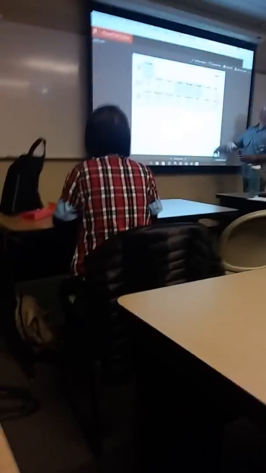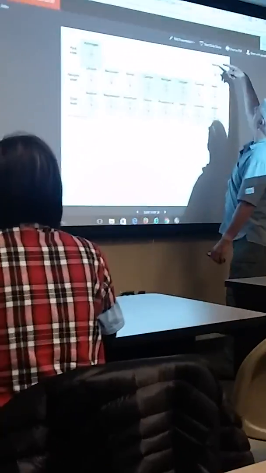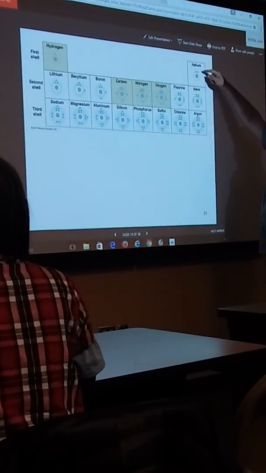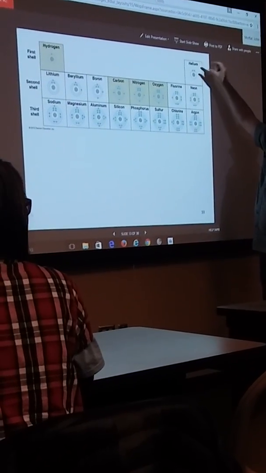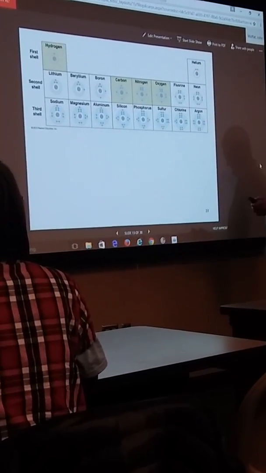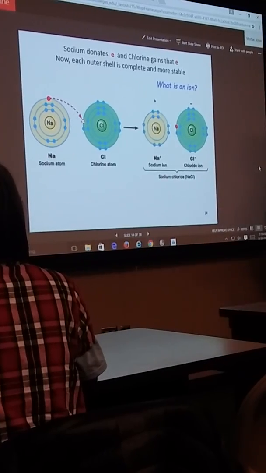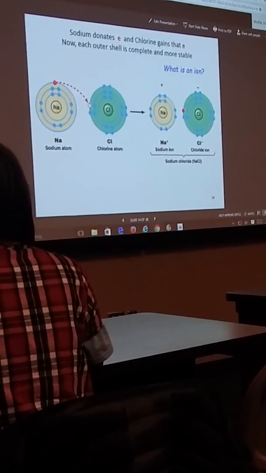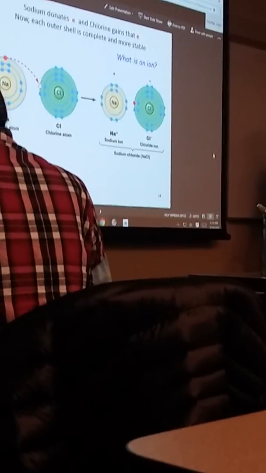We can remind ourselves that hydrogen has 1, right? Helium has 2 in its outer shell. It only has 1 shell, so actually it's quite happy. We know that we can donate an electron from one element to another, or from one atom to another.